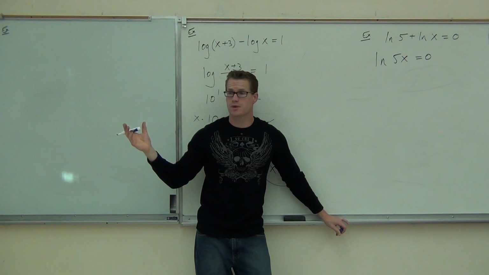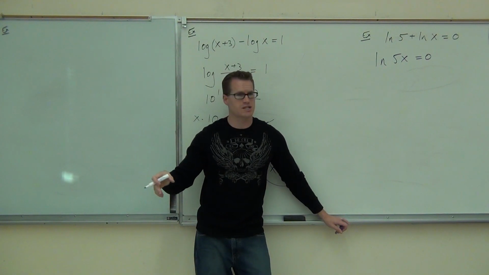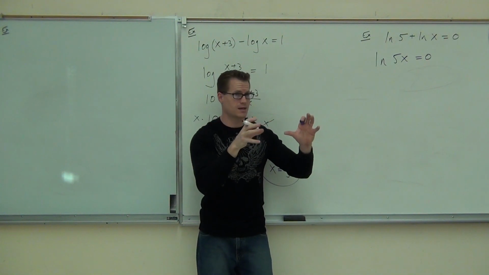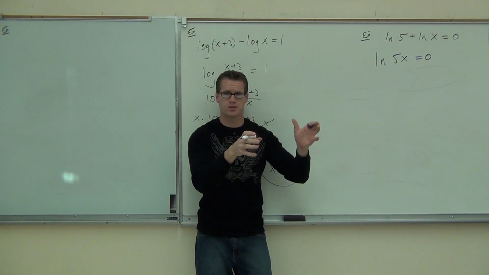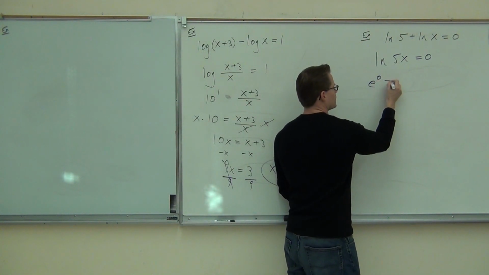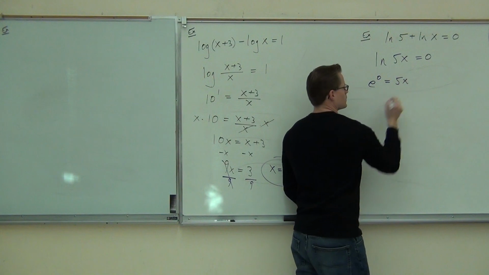It works just like any other logarithm. It just has an n there instead of a log there. Works exactly the same. Again, what is your base here? Because right now we have one logarithm. The next step is to write this as an exponential. What is your base here, folks? E. What's your power? 0. Good. Equals how much? 5x.